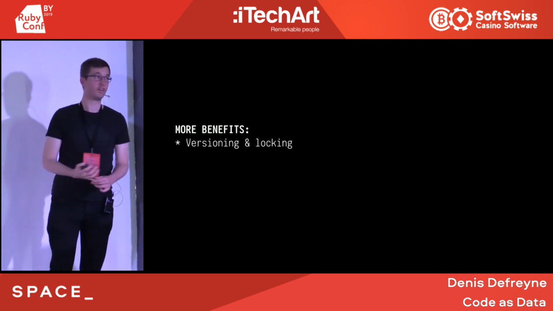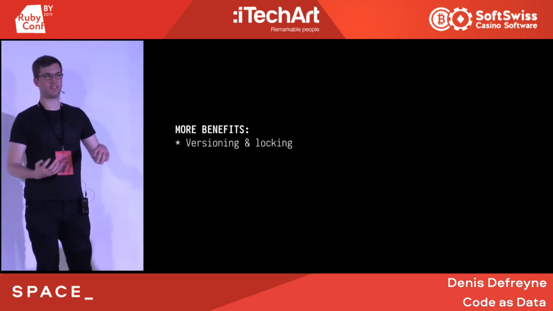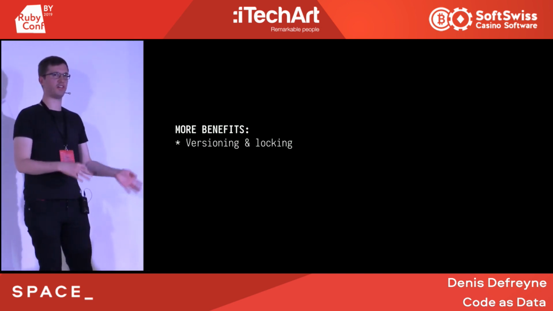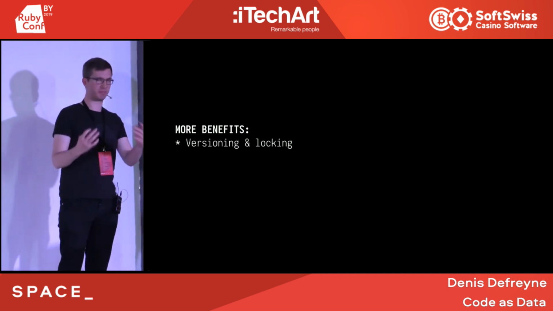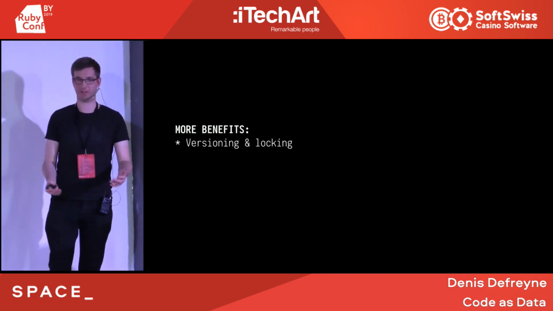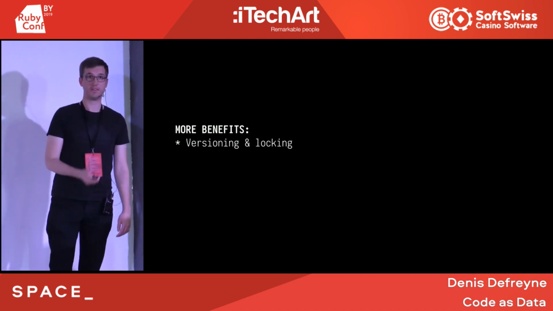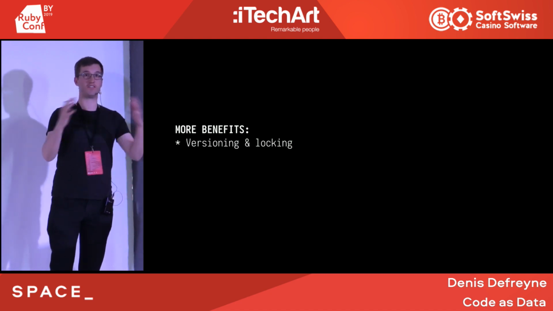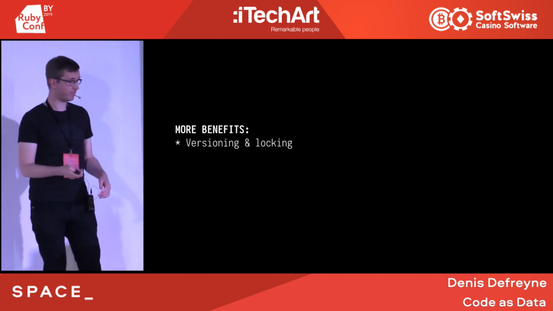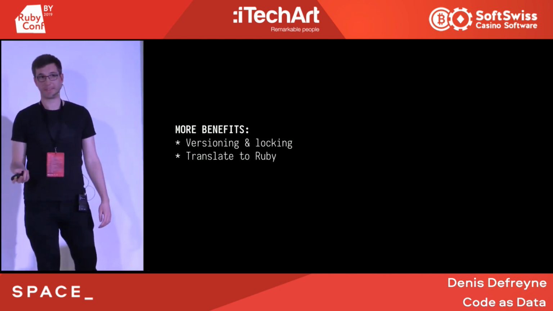That's number one. Now you might say, well, Ruby is slow, and now you've implemented a language on top of Ruby, which will make it even slower. If that's the case, then what you can do is you can take those expressions and then translate them to Ruby.